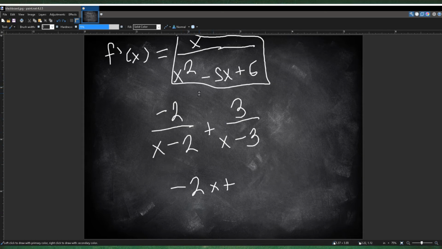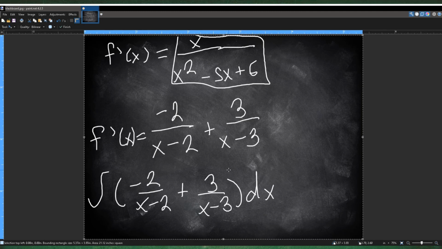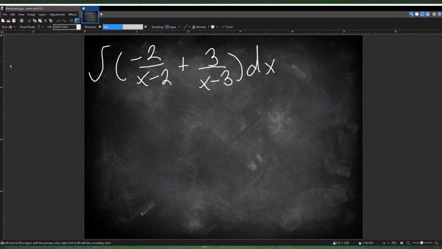So these two fractions are the same thing as this one combined. And that's why it's called integration by partial fractions. Because now you have these two integrals. And now when we do the integral of negative 2 over x minus 2 plus 3 over x minus 3 dx, we just do each integral by itself. So the integral of this is just negative 2 times 1 over x minus 2, right?